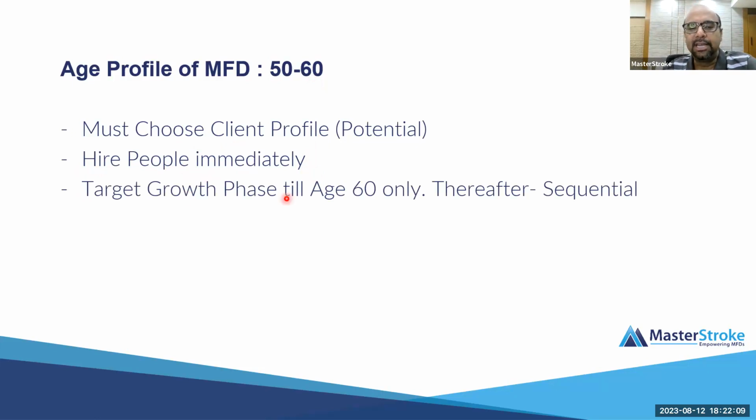Target growth phase till age 60 only. Thereafter sequential. मतलब जो हो गया सो अच्छा है. मतलब if you are at 50, you should only look at your professional career as 10 years. And after that, of course, you can work and we will all work, but you should only target your career till the age of 60 years.